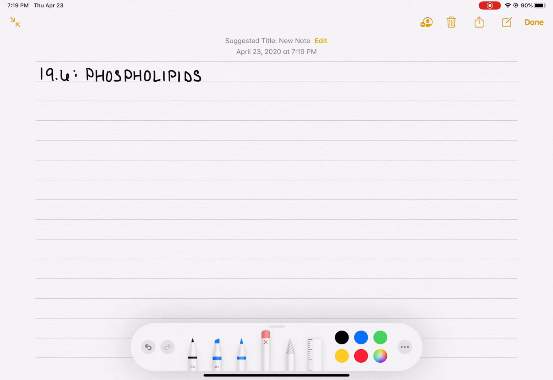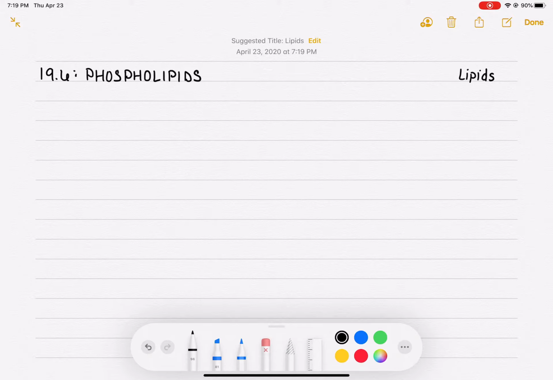So before we continue on in chapter 19, I want to start by just kind of reminding you of what we're doing, of what the point is, because I think one of the tricky parts of chapter 19 is that people tend to forget the point, what we're actually talking about. Chapter 19 is all about lipids. And we started the chapter by just defining a lipid.